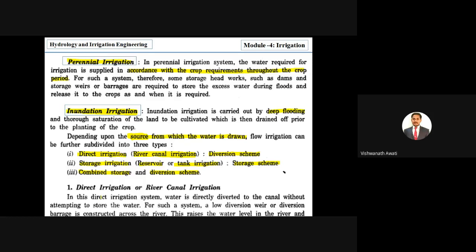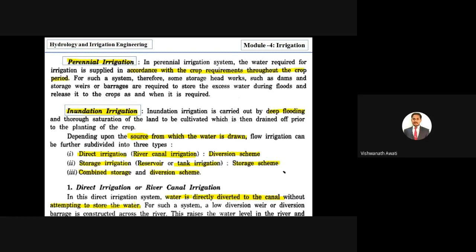In this direct irrigation system, water is directly diverted to the canal. What is very important is that directly diverted to the canal means water is diverted into the canal without attempting to store the water. Very important. See what we mean by direct scheme, right? In this direct scheme, the water is directly diverted to the canal without attempting to store the water. There is no storage of water. How much flow is there in the river? The same water is supplied through the canal by a diverting structure.